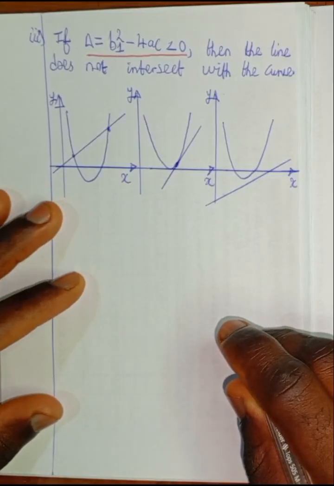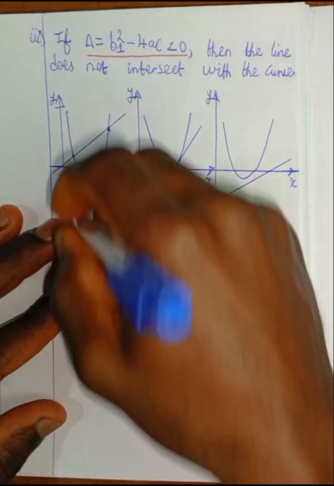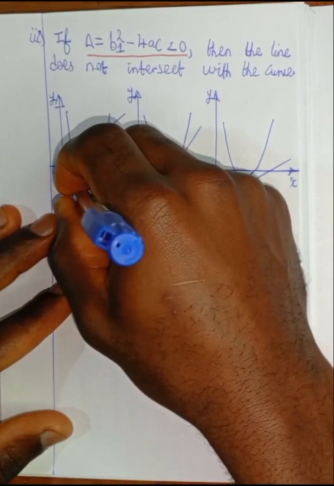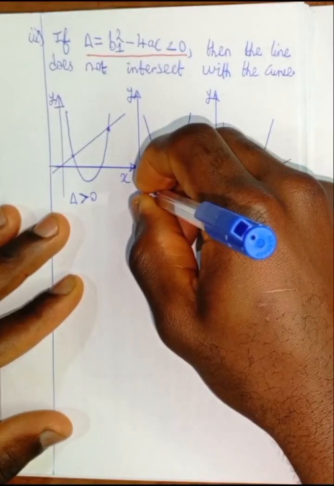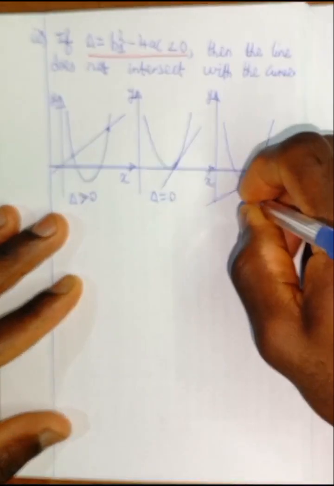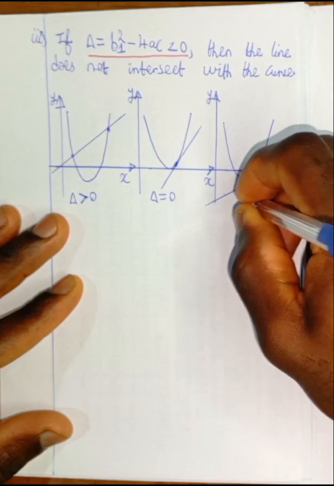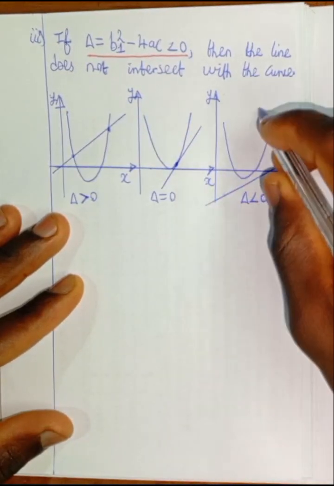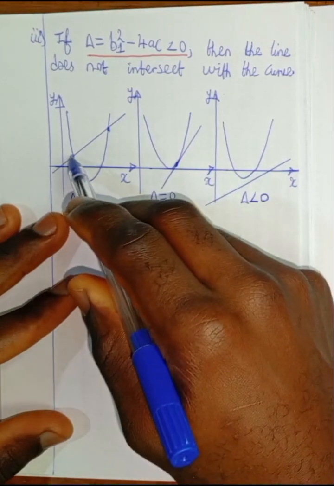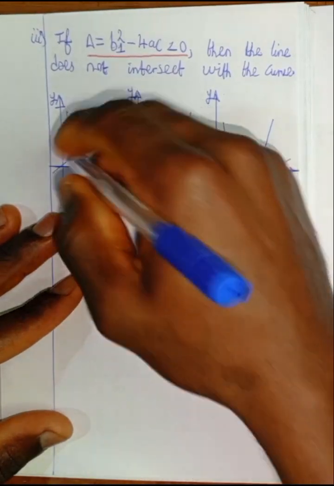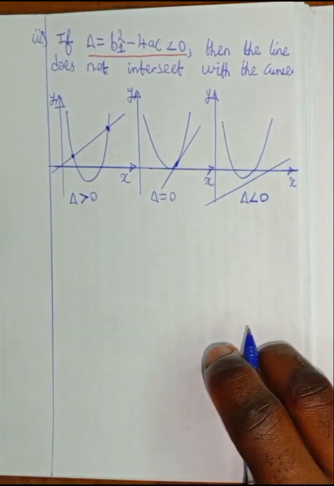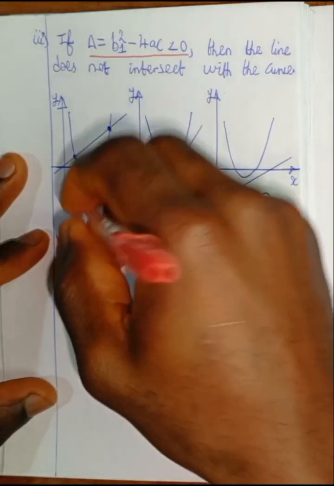Okay, these are the three possible cases. For this case, you see that the discriminant is greater than 0. Here the discriminant is equal to 0. And here the discriminant is less than 0. You can see the line does not intersect with the curve. Here the line is a tangent to the curve at this point. Here the line intersects the curve at two distinct points, here and here. Now let's look at some examples on this.